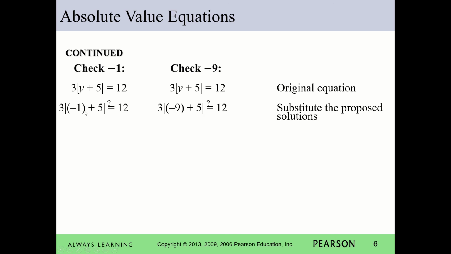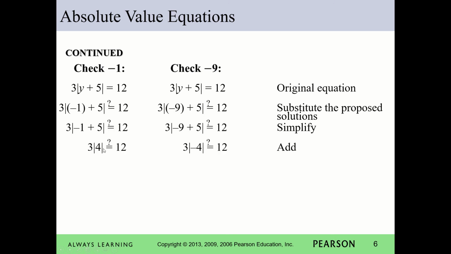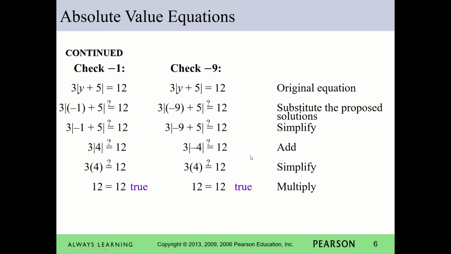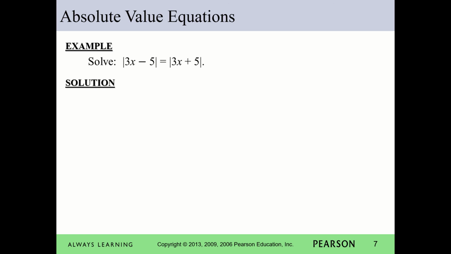When we plug them both in, negative 1 plus 5 is going to be 4. 3 times 4 is 12. And over here we have negative 9 plus 5, is going to give us a negative 4. The absolute value of negative 4 is 4. 4 times 3 is going to give you 12. So they're both true. So again, if we ever have an absolute value equation, you're going to separate it into two equations, the positive and the negative, and you're going to solve from there.